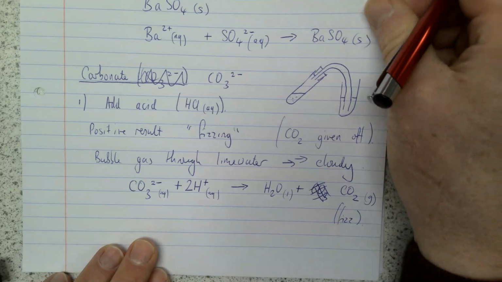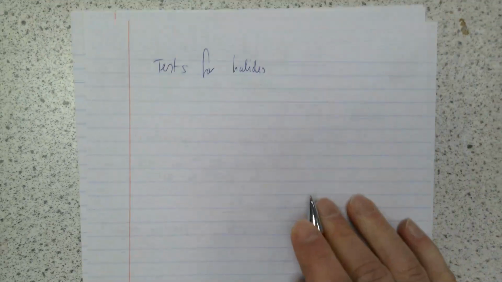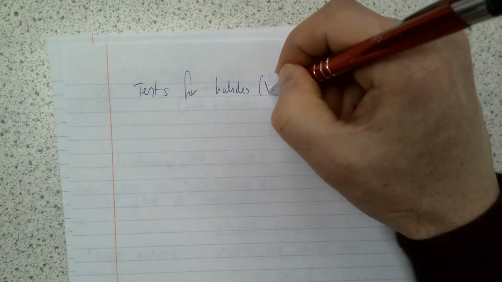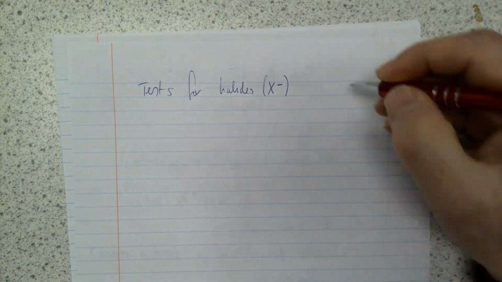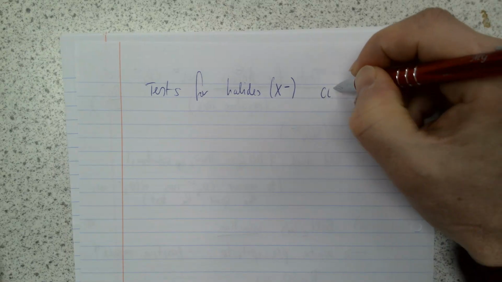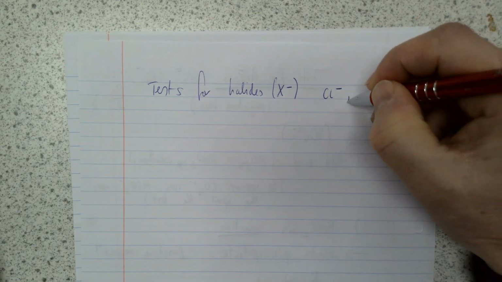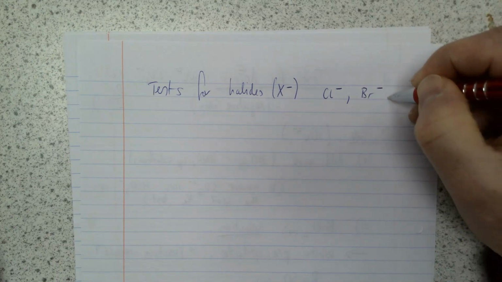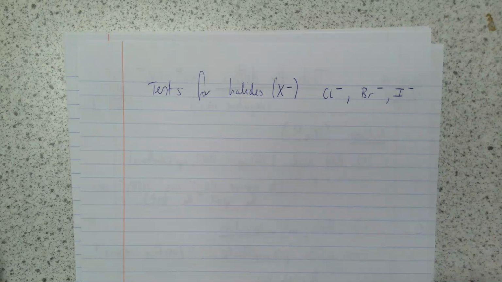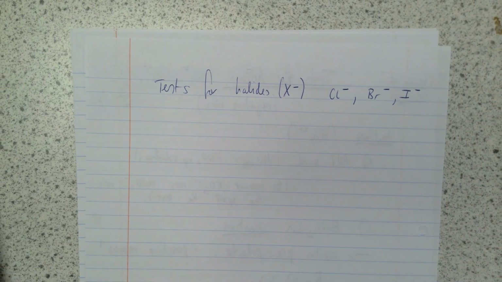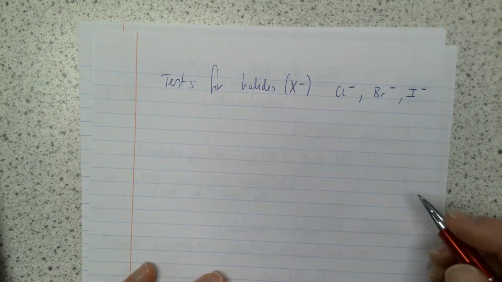What you've just been doing now though is the test for the halides, and the halides are the following. So tests for halides we can make a note of. Sometimes we write halides, by the way, as X minus. They're all the same as each other. They're all in group 7. When I say ide, it's the negative ions, isn't it? It's chloride or bromide or iodide. The test is identical for all of them. So that group 7 of the periodic table.